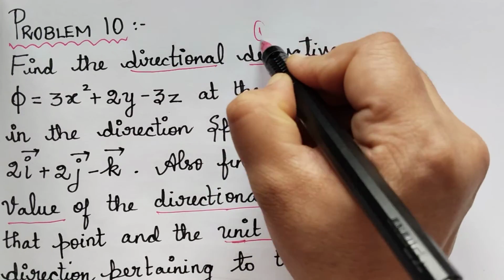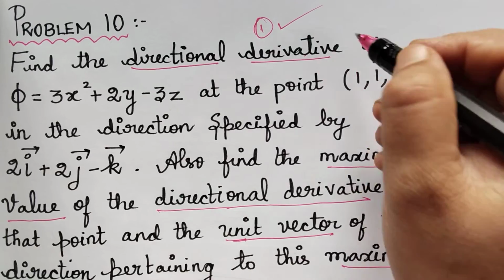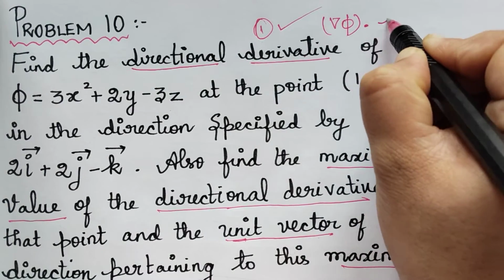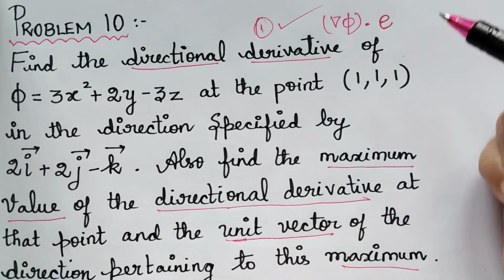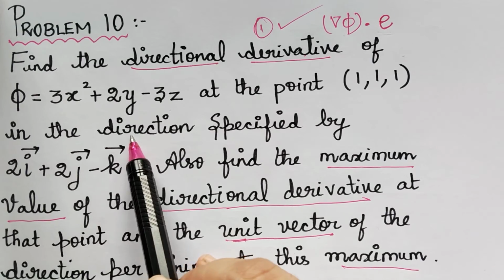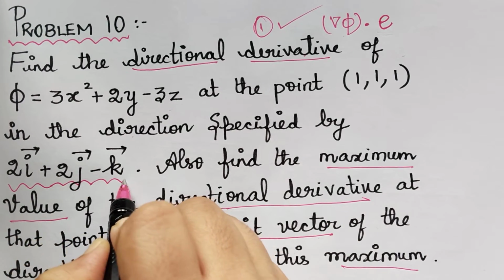First we shall find the directional derivative. How to find the directional derivative? We know that the directional derivative is nabla phi dot product with the unit vector e. So first we shall find the unit vector e along the given specified direction, that is 2i plus 2j minus k vector.